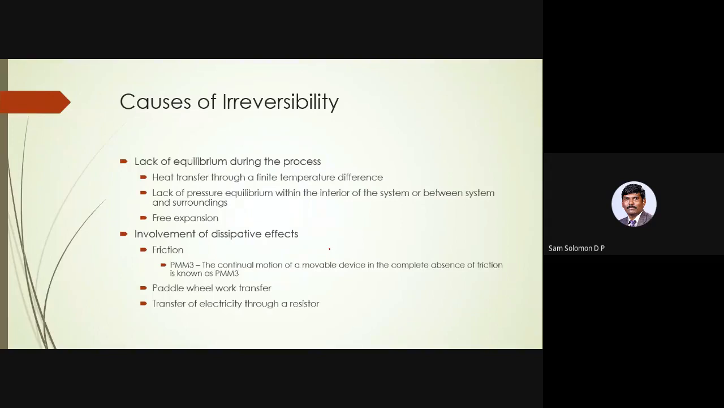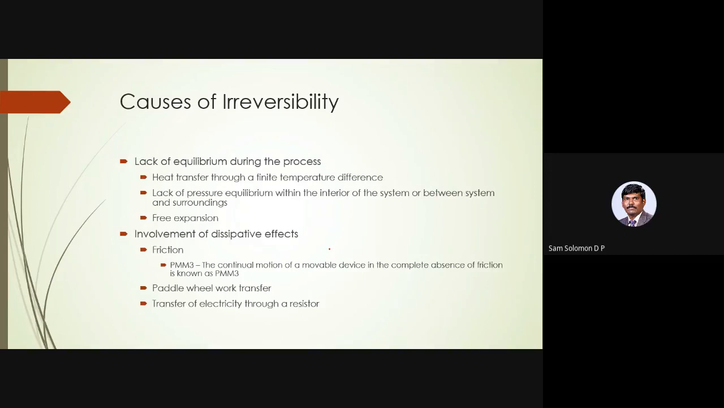The first one is heat transfer through a finite temperature difference. Whenever you have a temperature difference, you have a heat transfer. The normal example is a cup of coffee that your mother makes at home. She makes it hot, but if you fail to drink it within 2 to 3 minutes, if you leave it on the table for 5 to 10 minutes, then the hotness of coffee is lost, not to return back again until you heat it. It is not going to regain its heat energy.